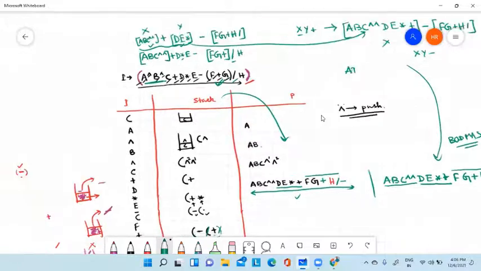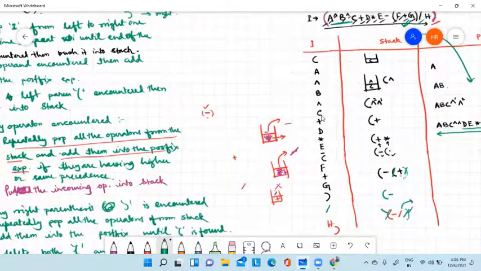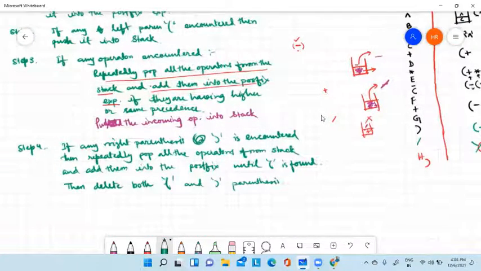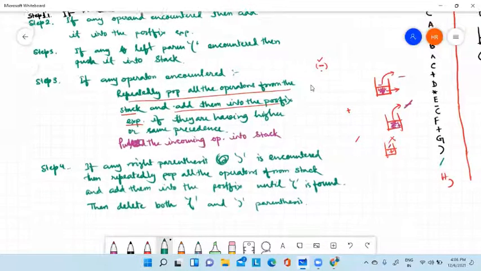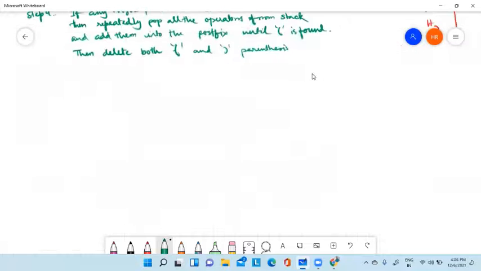If you want to perform infix to prefix, then remember, this is very interesting. Suppose this is A plus B into C. Suppose this is your infix. You have to convert it into prefix. So you know what the prefix format for this is. What is the prefix format?